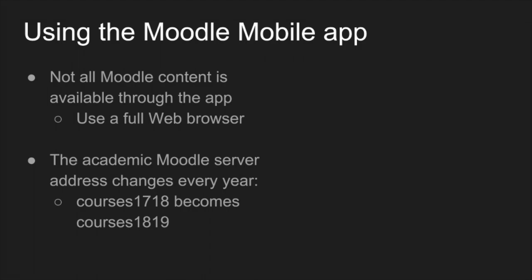The second thing I want to caution you about is that the course's server address changes each year. NC State updates Moodle every year, and as a result, the URL of the current academic server changes every year. This happens between the spring and summer semesters. So if you have the server address saved in the mobile app for the spring semester, you'll have to change that setting if you want to access courses in the following summer. The correct URL can be found in the description below.